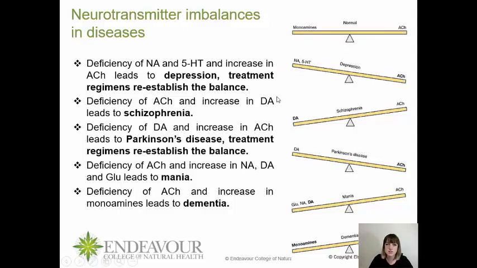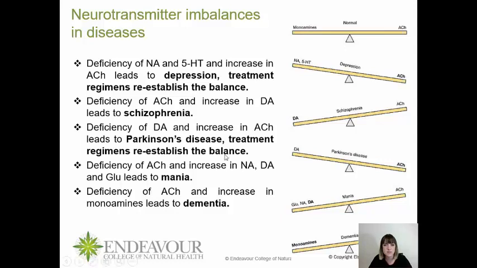Deficiency of acetylcholine and increase in dopamine is related to symptoms of schizophrenia. Deficiency of dopamine and increase in acetylcholine, the opposite, is something that's evident in Parkinson's disease. A deficiency of acetylcholine and increases in noradrenaline, dopamine and glutamate is present in mania. Excuse me, and deficiency of acetylcholine and increases in the monoamines, that's your noradrenaline, adrenaline, and dopamine, will lead to symptoms of dementia.